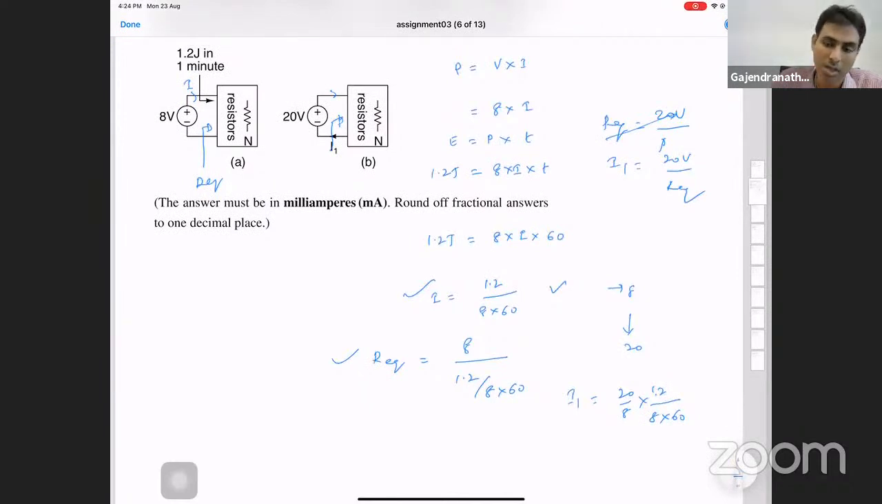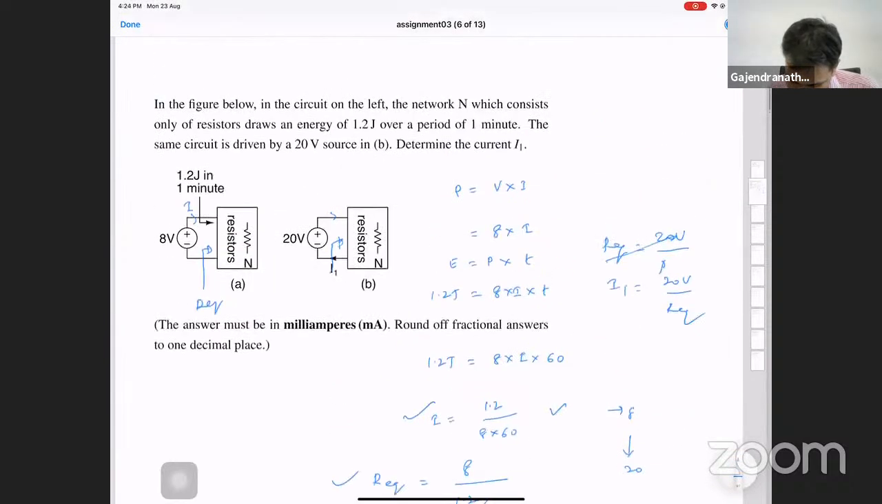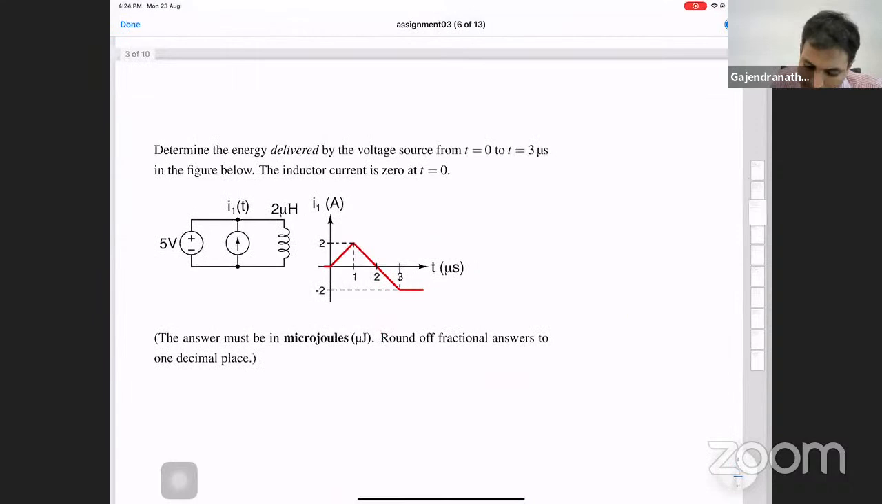Okay. Now let's try to solve the next question. Now we have an inductor here. We want to determine the energy delivered by the voltage source from t equal 0 to 3 microseconds in the figure below. The inductor current is 0 at t equal to 0. So initially there is no current in the inductor.